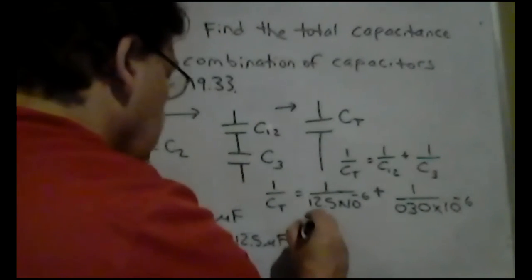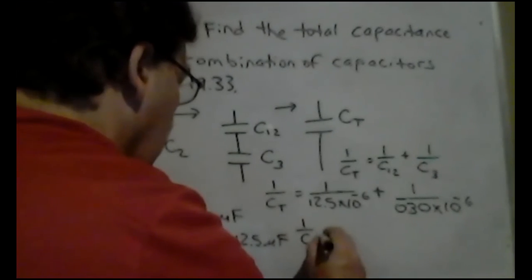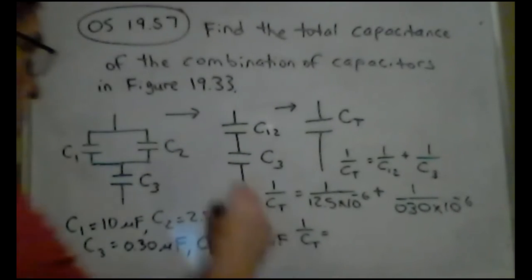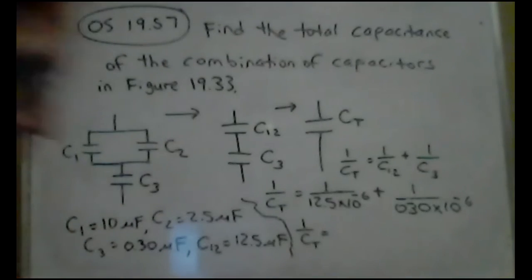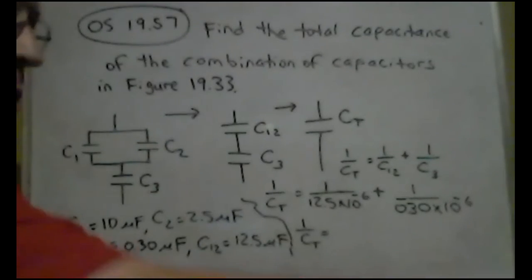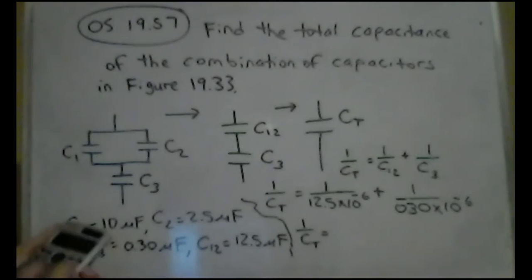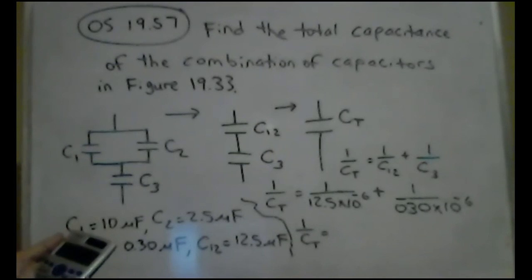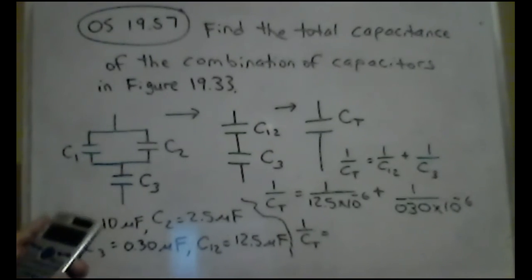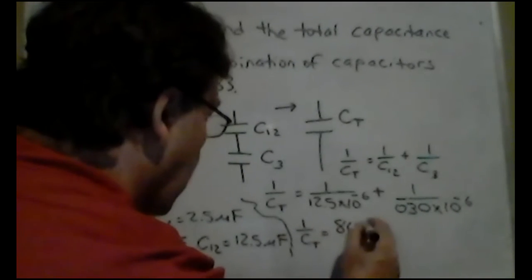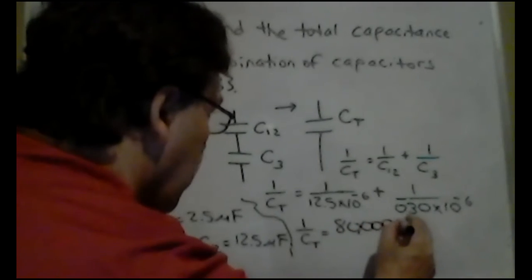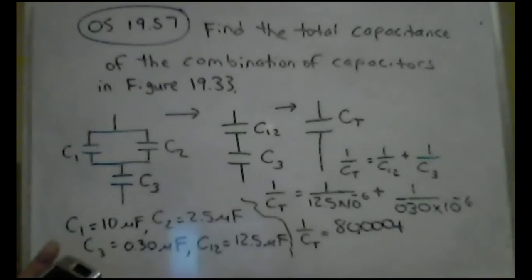All right, so if I do this, let me just go to my calculator here to help you out. So again, let's separate this. I have to go 1 divided by 12.5 times 10 to the negative 6. That's 80,000. So this first number is going to simply become 80,000. Plus this next number, 1 divided by 0.3 times 10 to the negative 6.